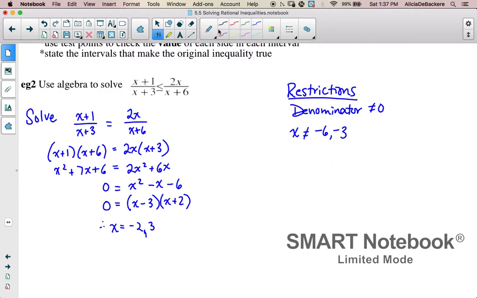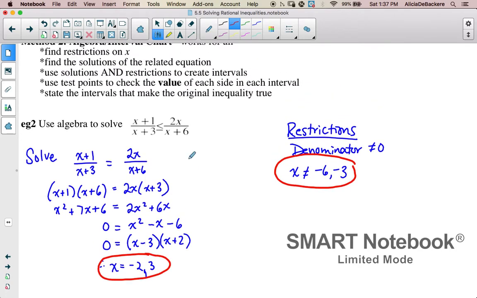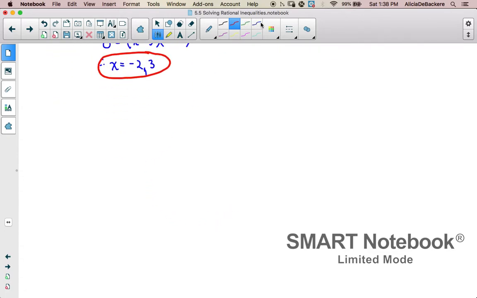So now I have four numbers to use in my interval chart. I've got my two restrictions and my two solutions, and I'm going to use them to come up with the intervals. Because if these graphs were to cross each other, it would happen at these two numbers, where they're equal to each other. Or other funny things can happen when you cross over those two vertical asymptotes, and the graphs might flip between one being above or below. So that's why we care about all of those. We're going to use those to create the intervals, and then we'll use some test points in each section. So I'm going to set up a huge chart.